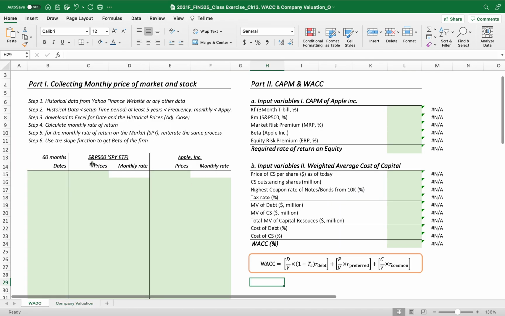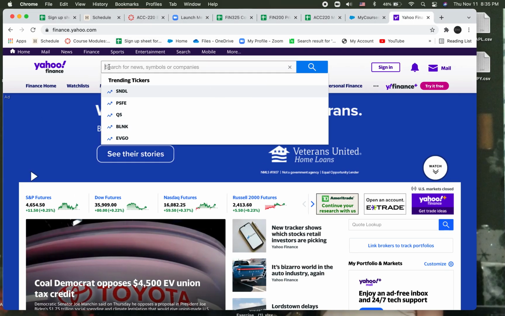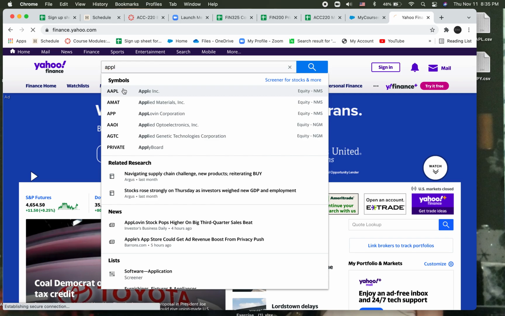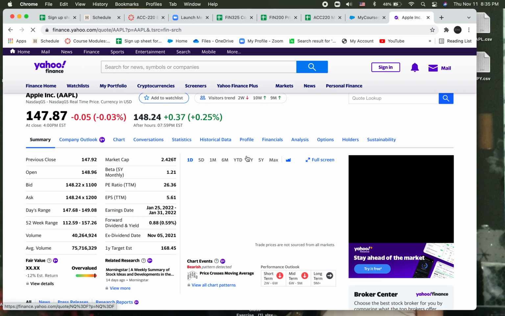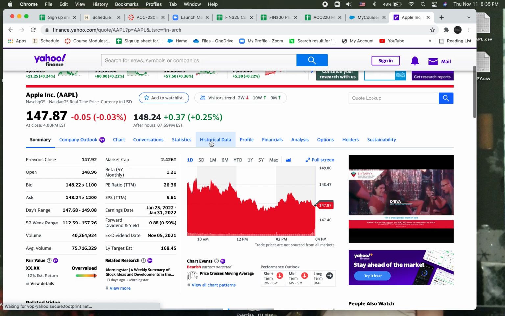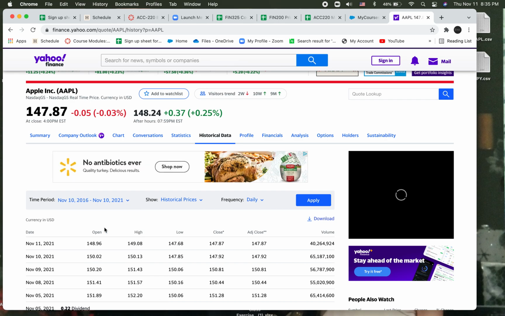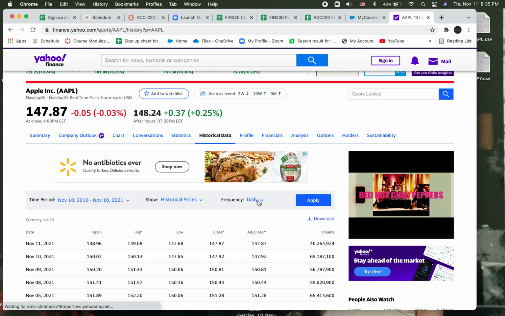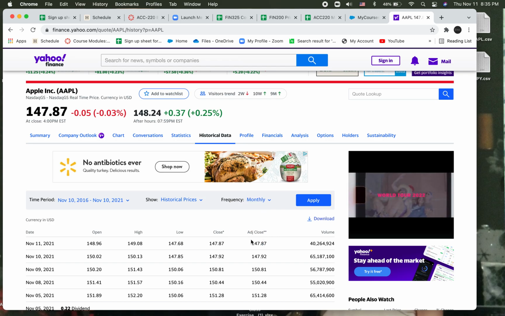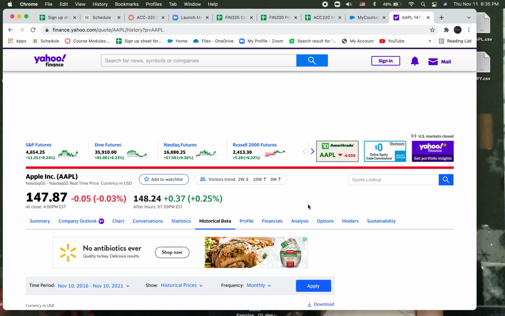Okay, for step one, get historical data from the Yahoo Finance website or any other data source. Yahoo Finance provides historical prices of Apple stock first, Apple. And then you'll find historical data here. On the historical data, you choose the time period, at least 5 years, and we will choose the frequency as monthly. By doing so, we can get 60 months of price data.